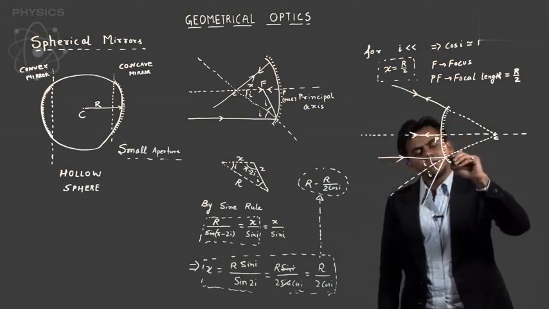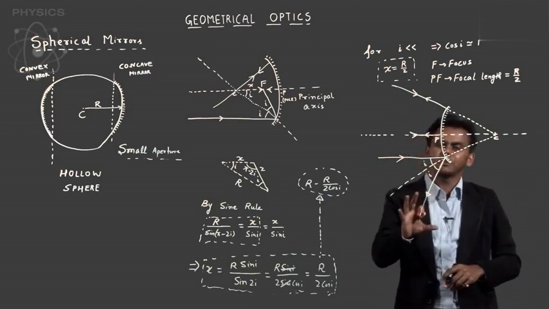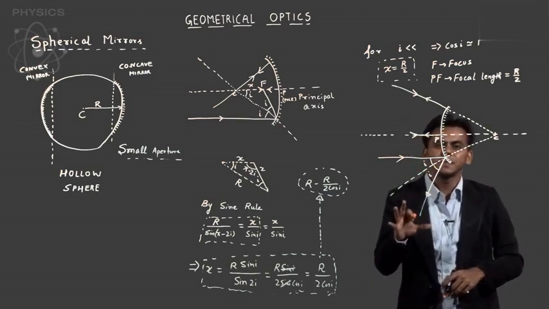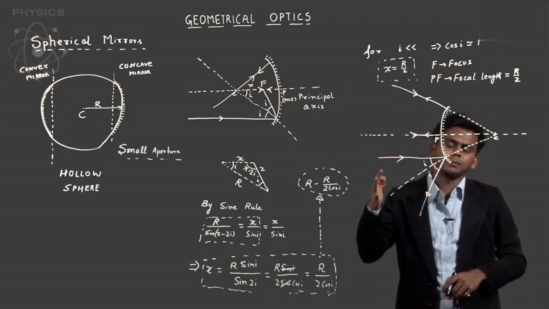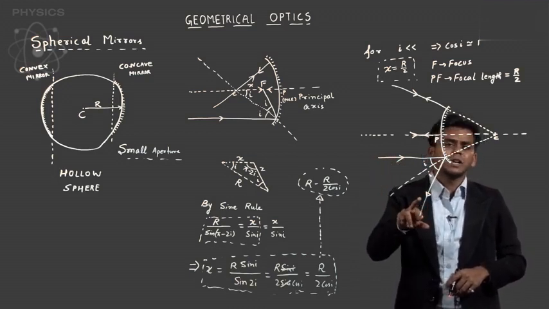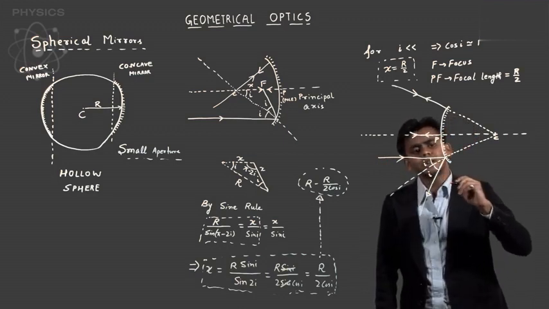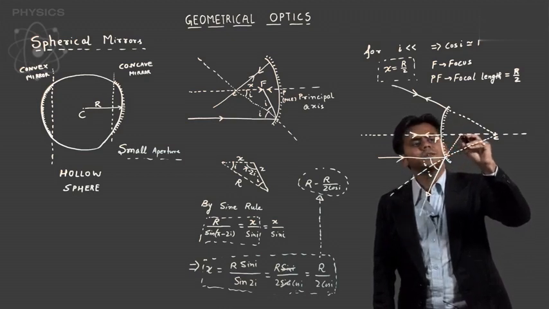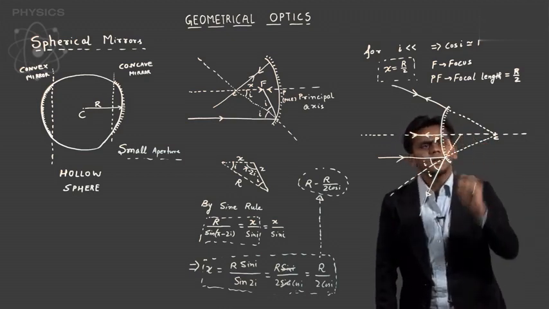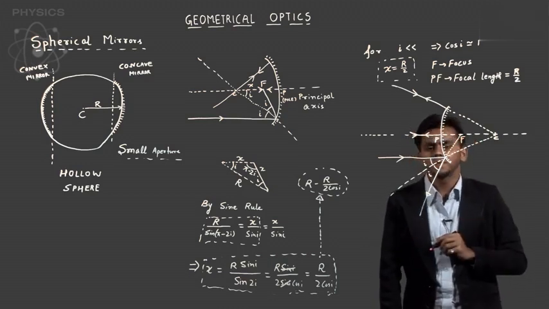Now, if I produce this backwards, because if you look at this reflected ray, it would never meet the principal axis in real sense. Just recall the thing which we have done for virtual image formation for a plane mirror. Similarly, this would never meet the principal axis. But if I deliberately do geometrical construction and produce it backwards, it appears to come from a point on the principal axis. And this point is also known as focus.